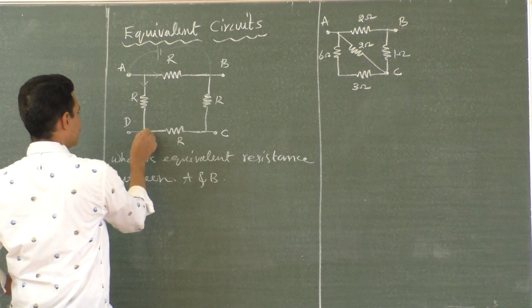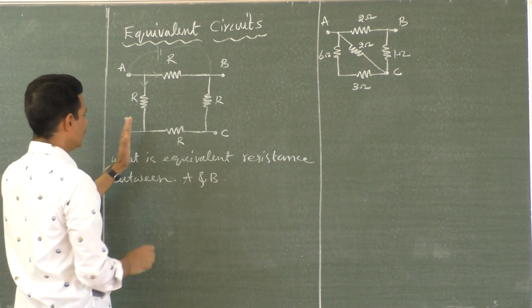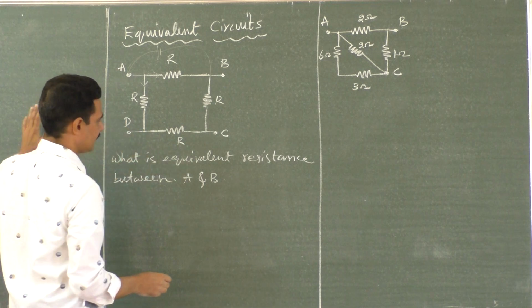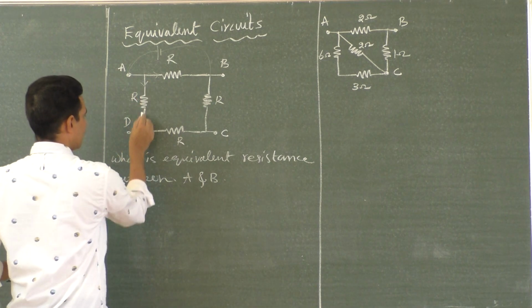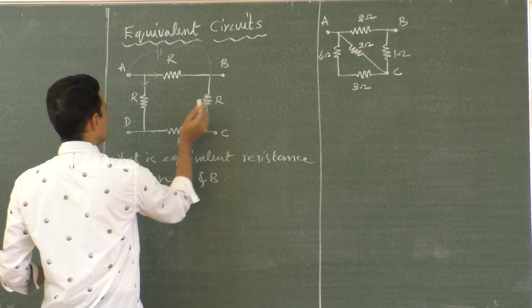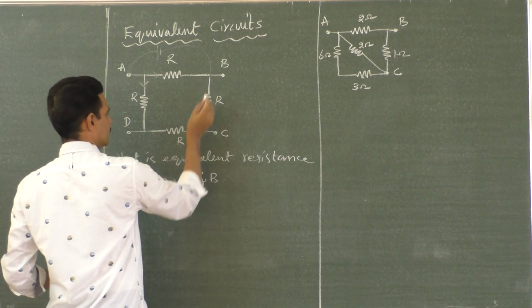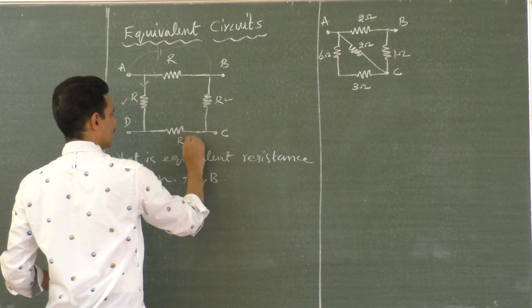Now, does this current branch into some other part here? No, because there is nothing other than D. So D is simply a point. There is no connection after D. So all the current should pass through this R, and there is no connection here onwards, only a connection here. So whatever current flows through this will flow through this and through this. That's why these 3 resistors are in series.